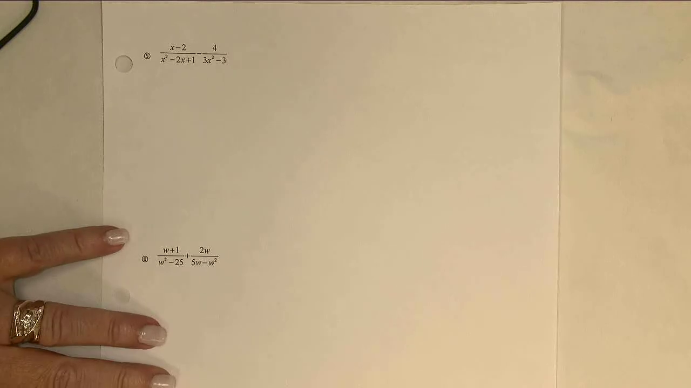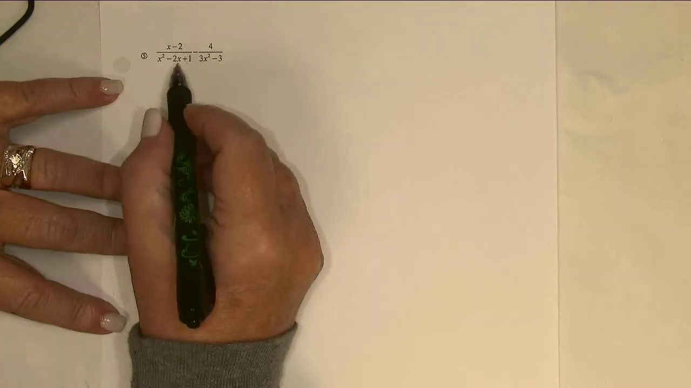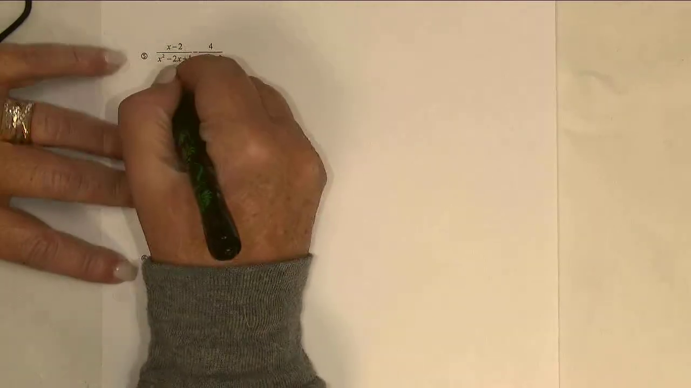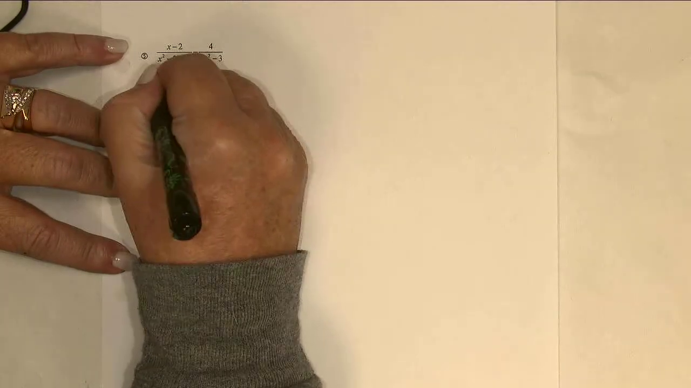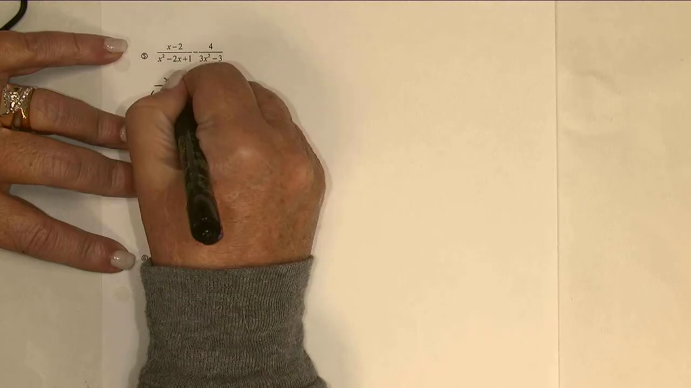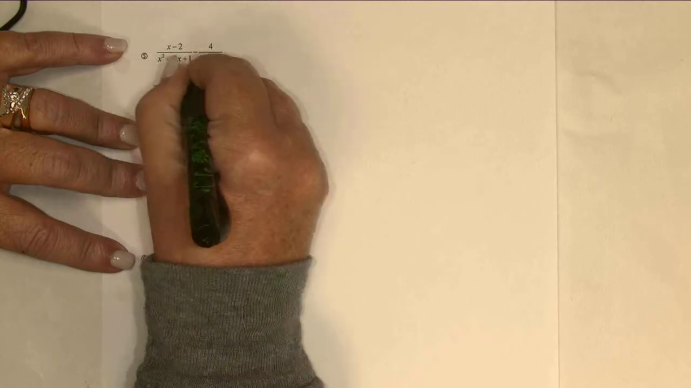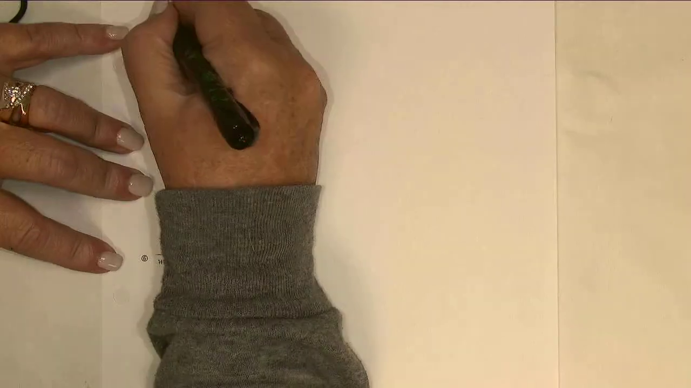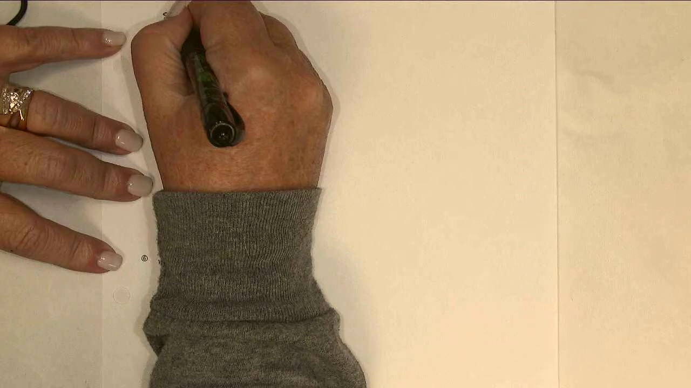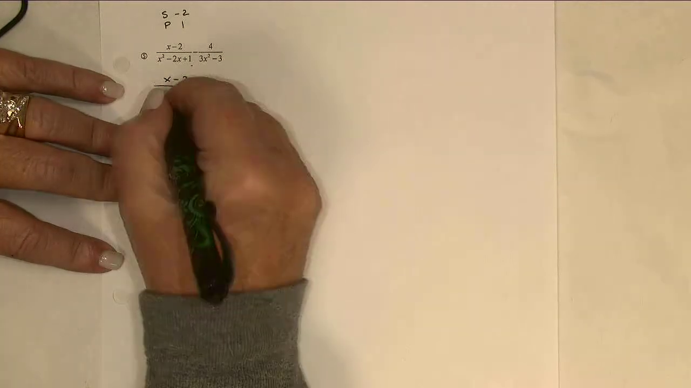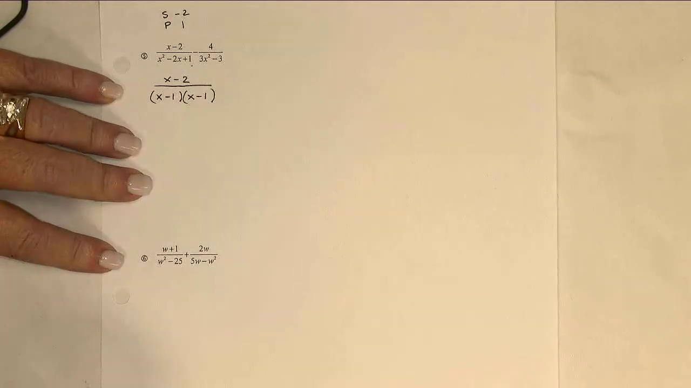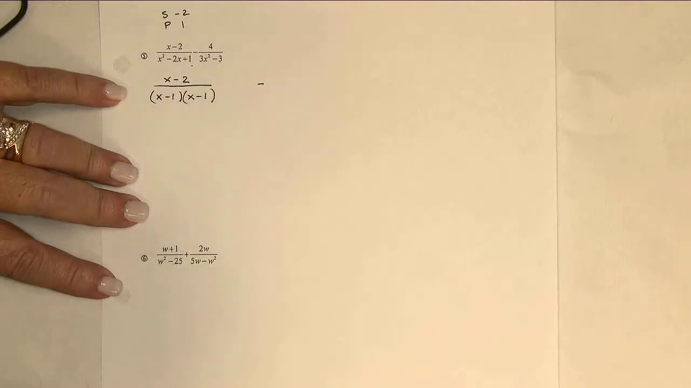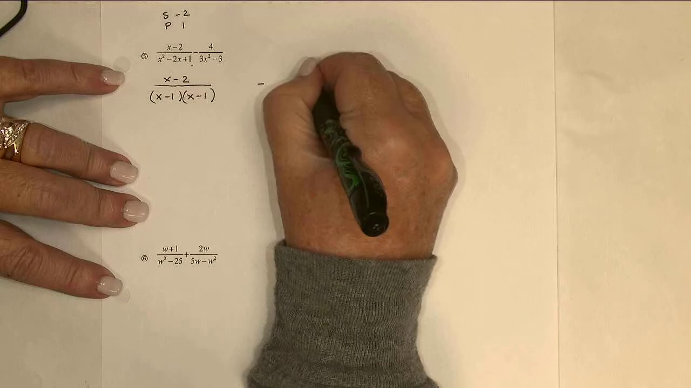Couple more here. Example 5. Once again, I start with denominators that are not factored, so let's factor them first. This trinomial, x squared would be x times x, sum of -2, product of 1. It's going to be -1, -1. I'll leave myself a little space to get the LCD here. Minus 4 over.